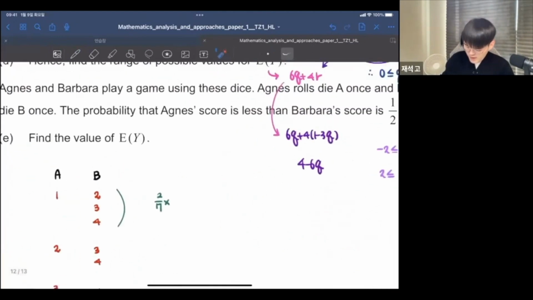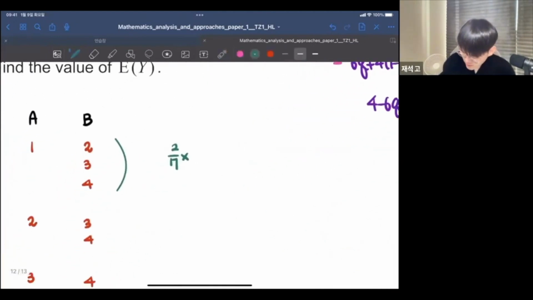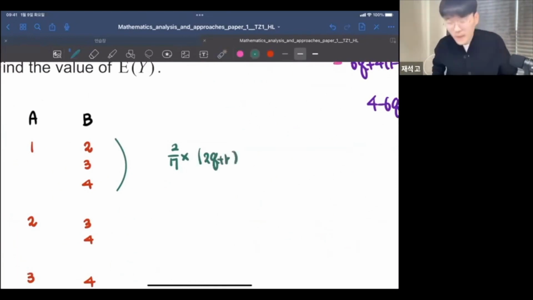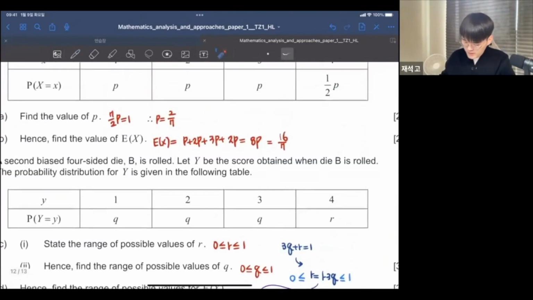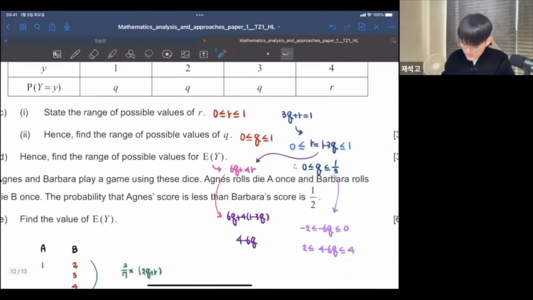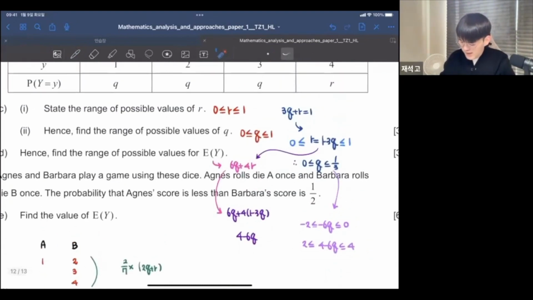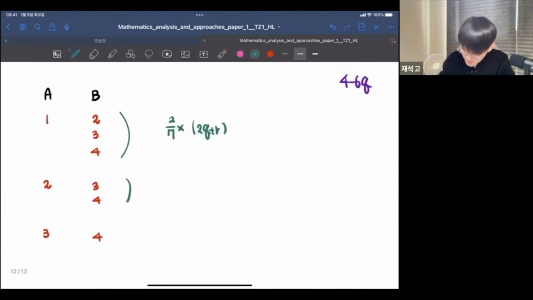If A is 1, then B is either 2, 3, or 4 should come out, so I'll write it as Q plus R for now. Later, of course, I'll unify it into one character. Similarly, the probability of A being 2 is 2/7, just like P, and at that time B should be either 3 or 4. So if A is 2, then B would be either 3 or 4. The sum of Q and R gives the probability of obtaining a 3 or 4.